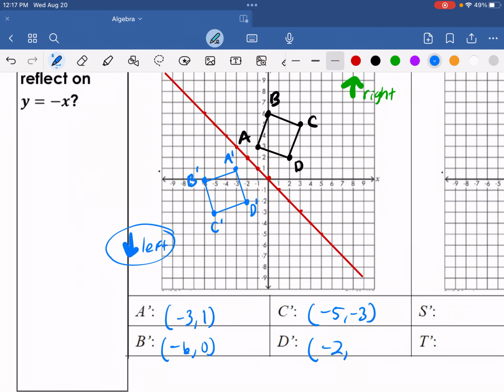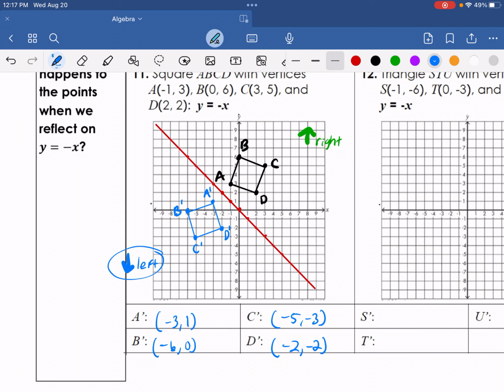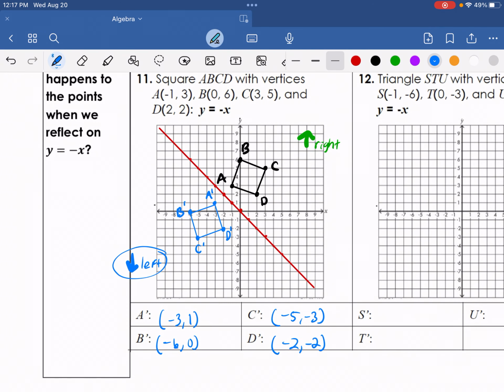So what is the pattern? If you look back at your original coordinates and your image points, you should see that they do switch places still. They switch X and Y, and now they change from a positive to a negative. So they do switch spots, but if they were positive, now they're negative, and if they were negative, now they're positive. And this happens when you do y equals -x.